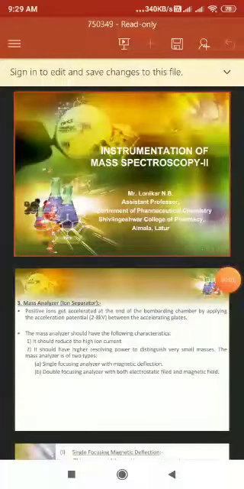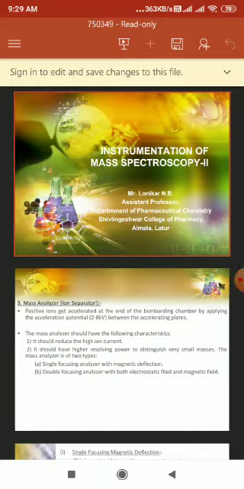Now we have seen the second part of instrumentation of mass spectroscopy. In the earlier first part, we saw two components of the instrumentation of mass spectroscopy. In this second part, we have seen the remaining basic components of the instrumentation of mass spectroscopy.